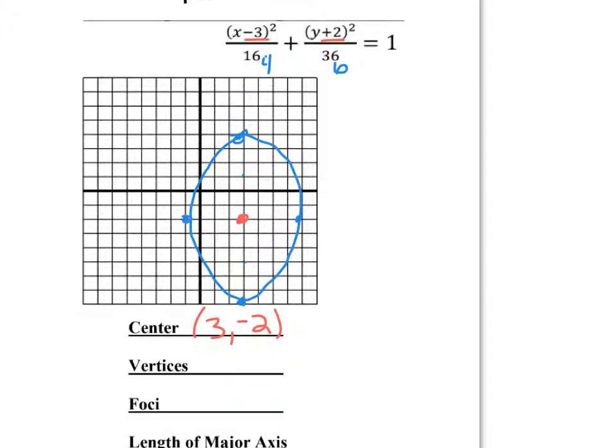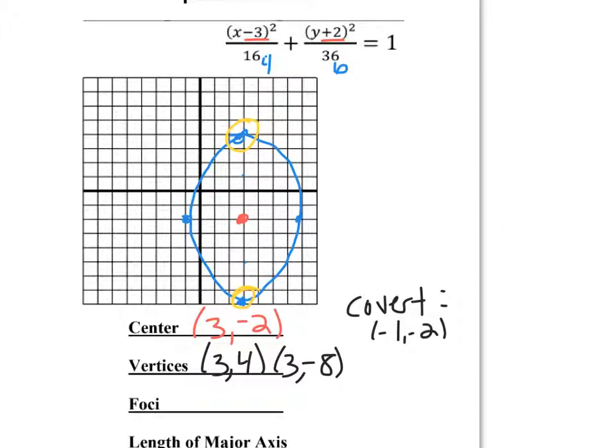Okie dokie. So vertices. This was our first mistake for some people. Vertices on an ellipse are not about being horizontal. They're about where it's the longest. So since this is vertical, my vertices here are going to be the point 3, 4, and 3, negative 8. Okay, it doesn't say on here, but let's do covertices are the other ones. Covertices here are negative 1, negative 2, and 7, negative 2.